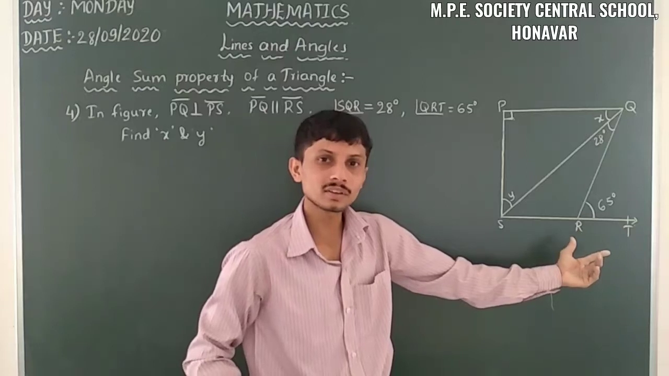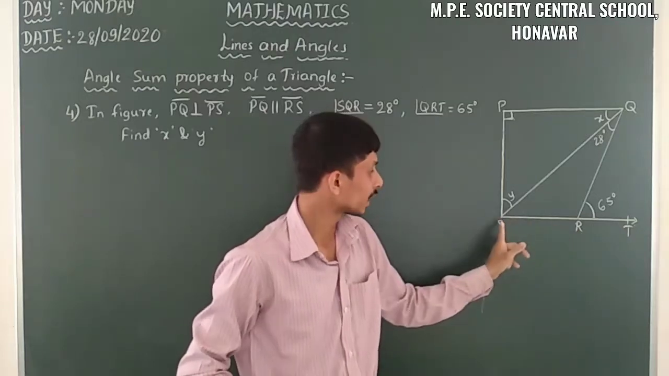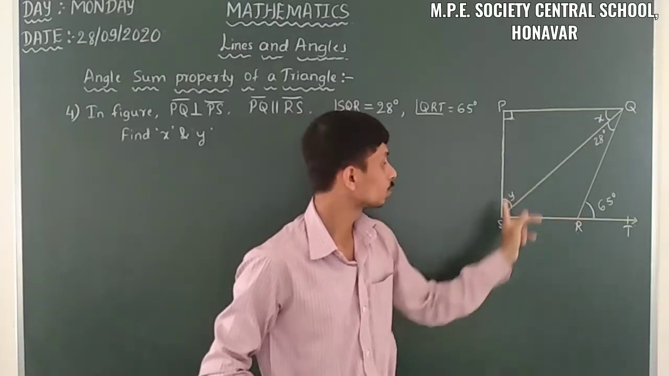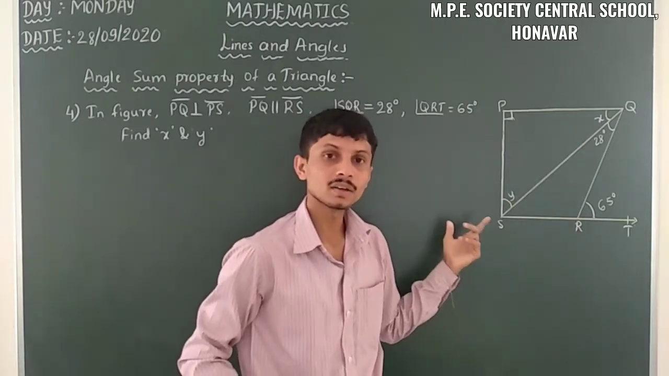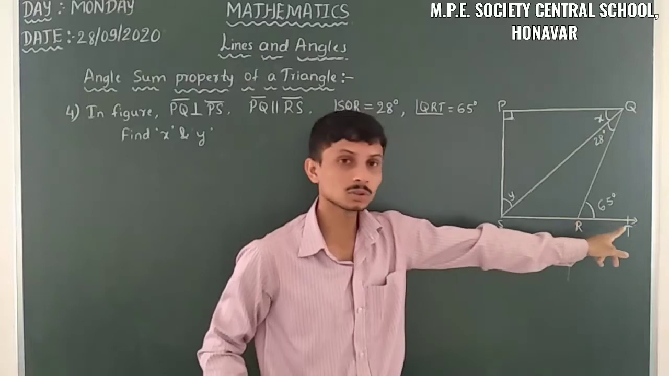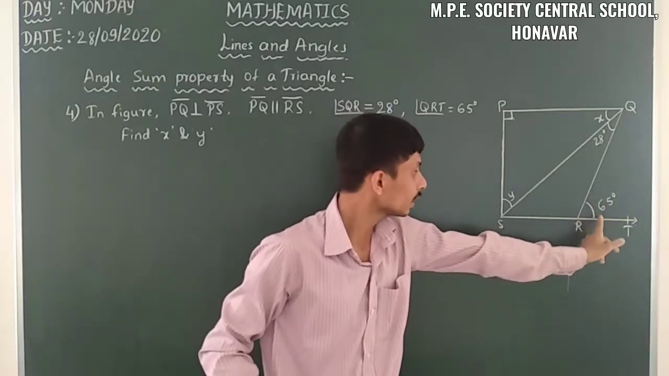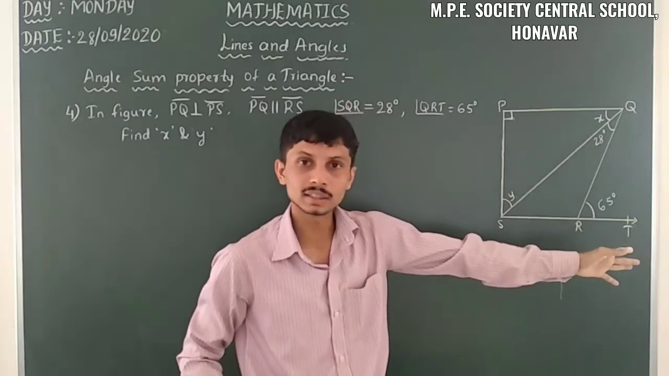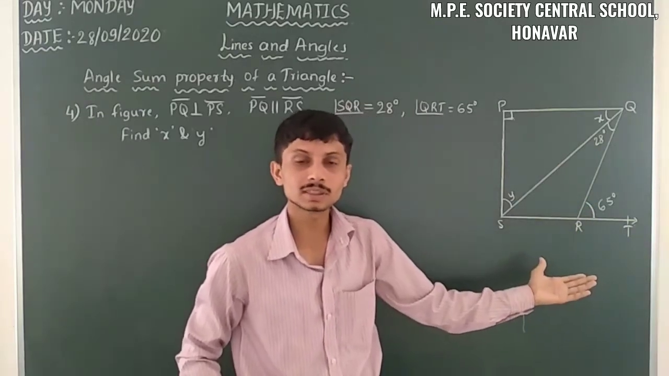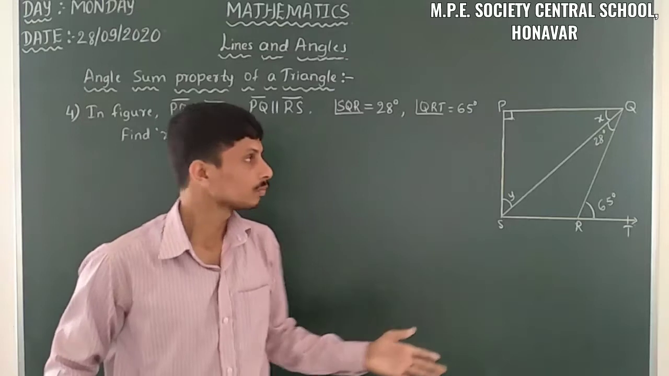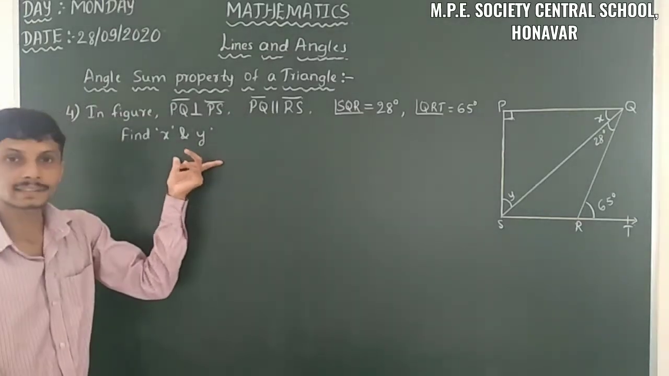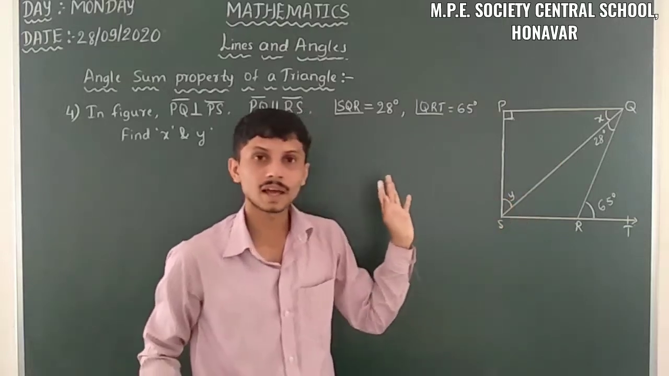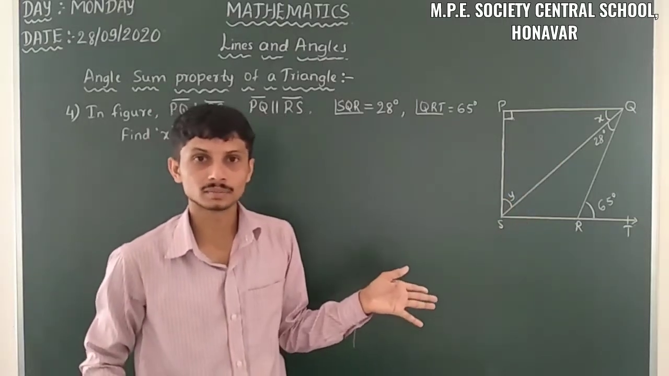It looks like an exterior angle. SQR is a triangle, and when side SR is produced up to T, an exterior angle is formed, that is angle QRT. So we can use theorem 6.8 here and find x and y. We have to find the value of x and the value of y.